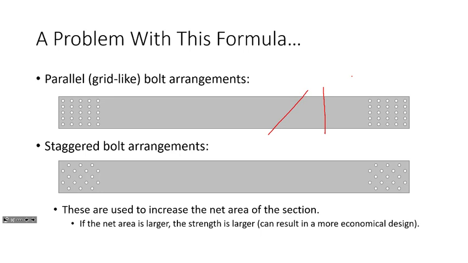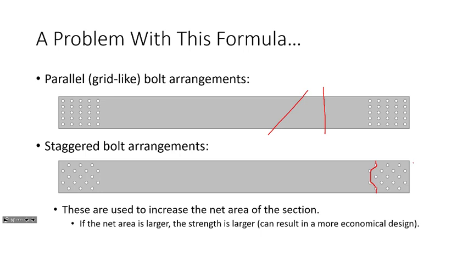Because if I'm looking at this bolt pattern here on the bottom right, a potential failure path might be something like this. All the bolts along the lead line. Those diagonal paths serve to increase the net area.